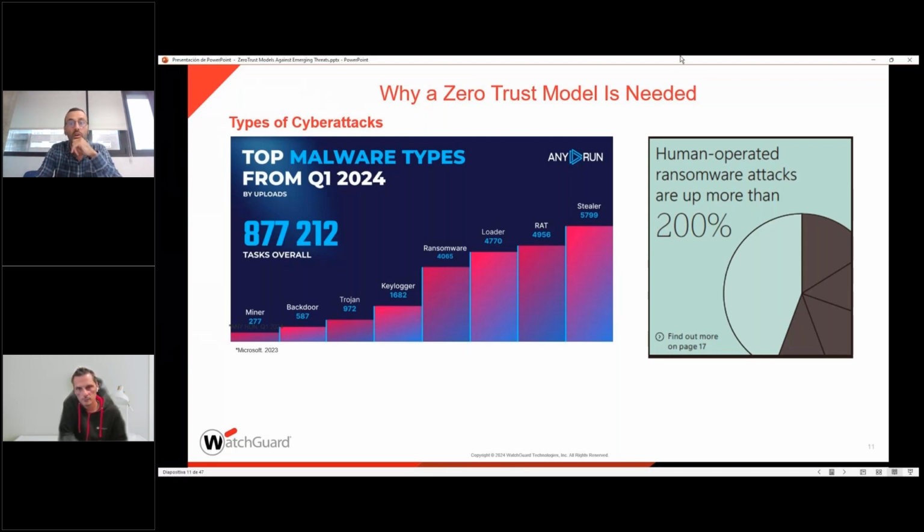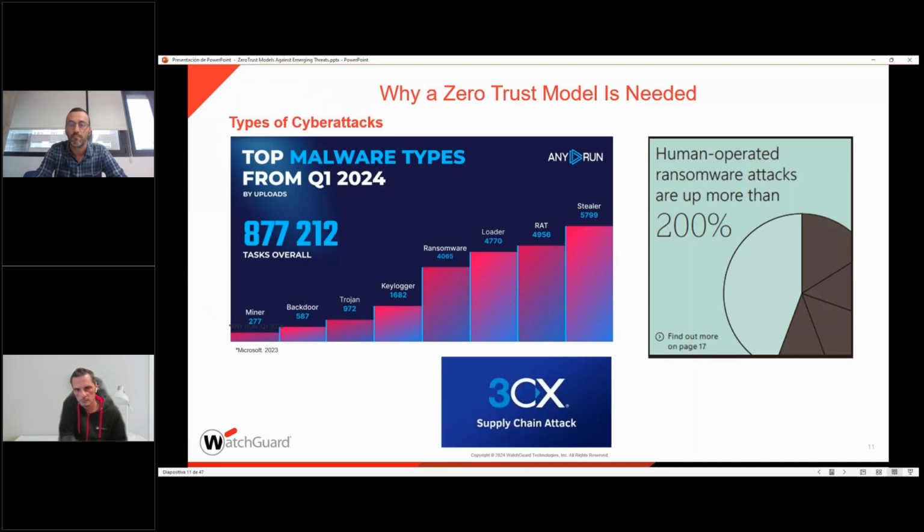Those kinds of attacks are growing, and that's another reason why we need zero trust approaches, because those attacks are becoming more complex. Zero trust is the natural response to the complexity of the environments and to the complexity of the attacks.